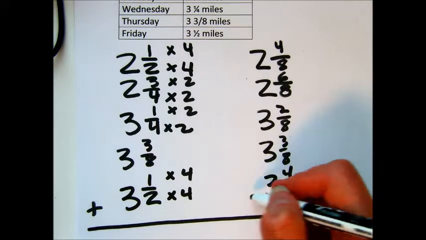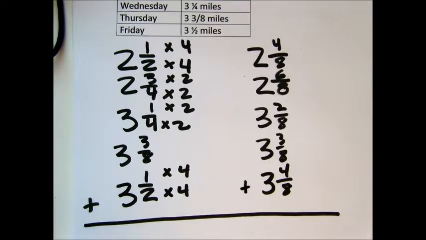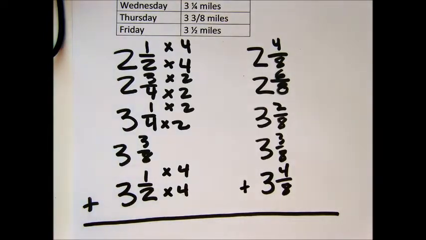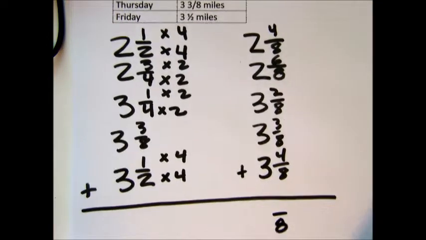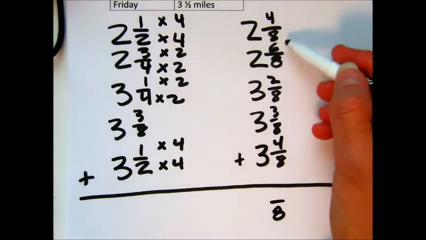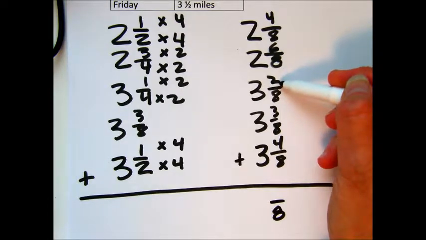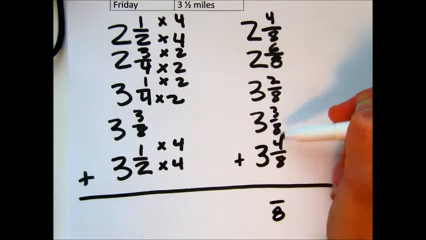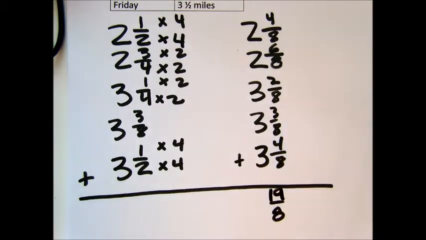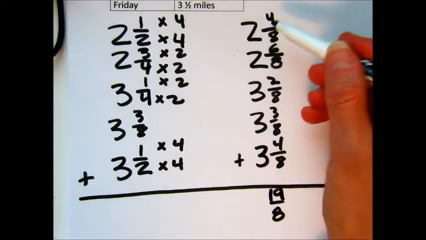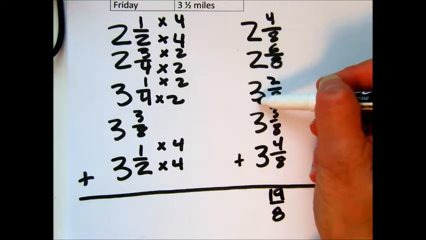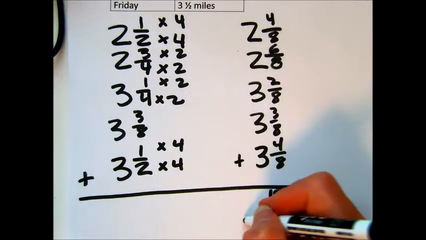Okay, now we have a common denominator. I'm going to add all of them together. I'm going to start with the numerators. I know my denominator will be an 8. 4 plus 6 is 10, plus 2 is 12, plus 3 is 15, plus 4 is 19. So I have 19/8, and then I'm just going to add up my whole numbers: 2, 4, 7, 10, 13.